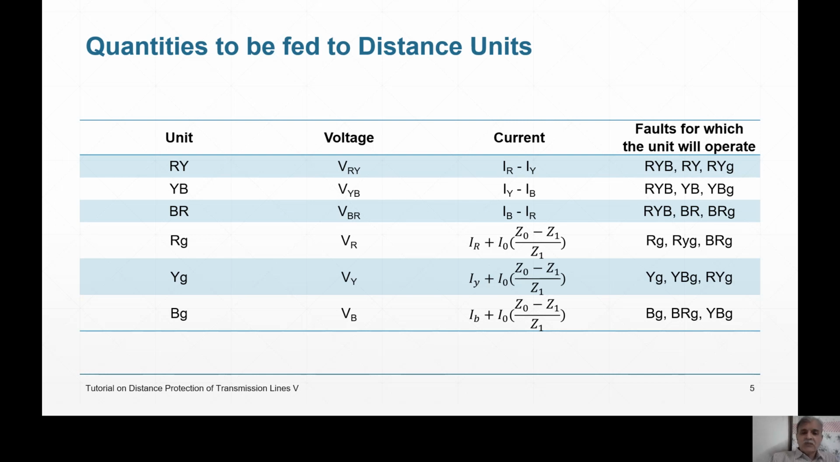Similarly, for an RG fault, you have to feed voltage VR and current IR plus I0 into bracket Z0 minus Z1 upon Z1. This I0 into bracket Z0 minus Z1 upon Z1 is known as the compensated current. So you have to feed phase current plus compensated zero sequence current. That would lead to Z1. If you feed these quantities from the relaying point to the fault point, irrespective of the type of fault, the relay will measure Z1 only. Right? That is a very important thing, and that has to be there.